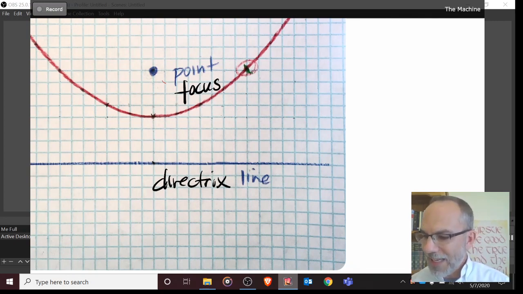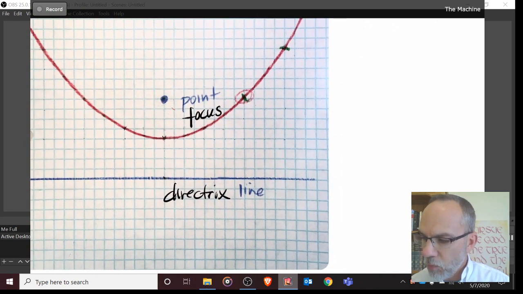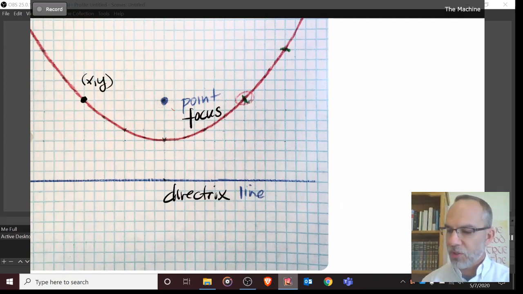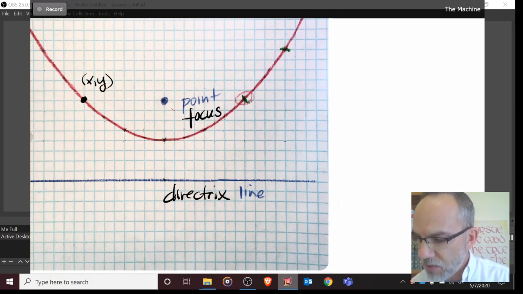Now, again, let's just double check, because what we're saying is that for any point on the parabola, it is the same distance to the focus and it is the same distance to the directrix. So let me take this point right here in black. This is just some x and a y now, because we're going to do it on a Cartesian coordinate grid. But let's just see. What's the distance from the point on the parabola to the focus?